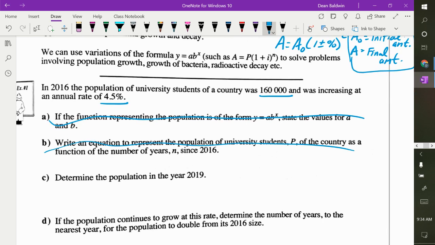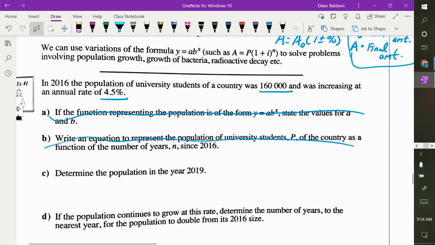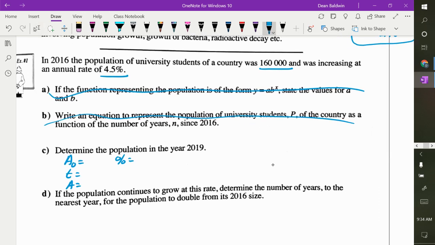Okay. So it's increasing at 4.5% per year. We start with 160,000. So the first thing you need to do is figure out all your symbols. A naught, T, A, and percentage. So what's my initial amount? 160,000. It's what you start with.